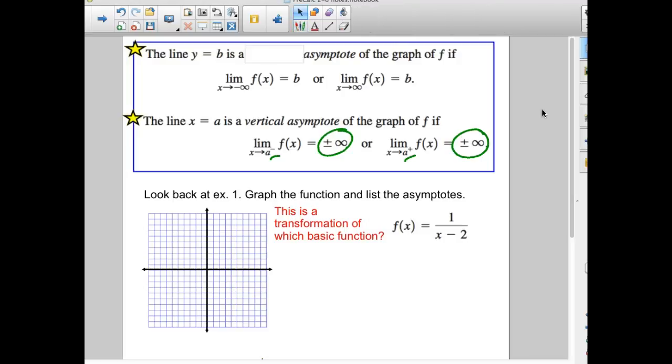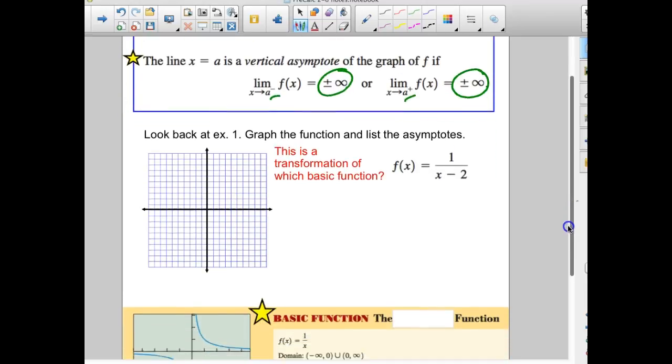Our definition for a horizontal asymptote is a line that our graph approaches as we move away from the origin. So in this case, we are approaching negative infinity or positive infinity. We're going way off to the left or way off to the right. Is there some kind of horizontal line that our graph is approaching?